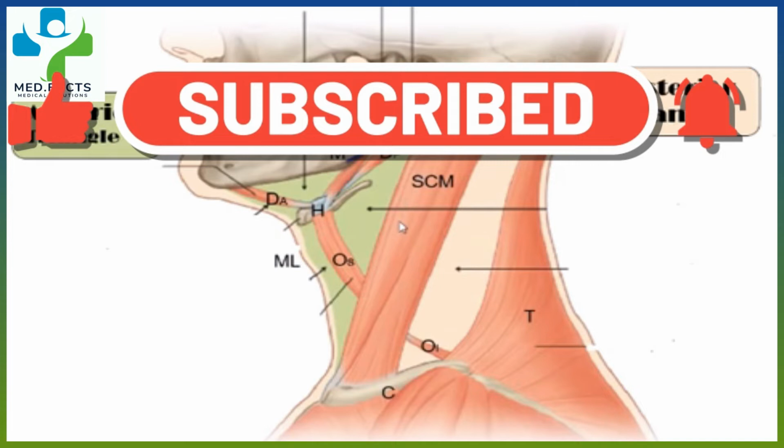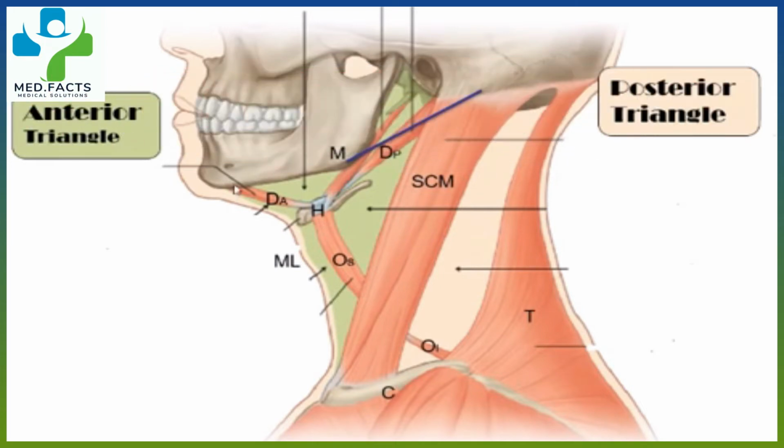So the sternocleidomastoid is posterior, and superiorly the base is formed by the base of the mandible itself as well as the imaginary line drawn from the angle of the mandible up to the mastoid process. So these are the three boundaries. In the front we have the midline structures, behind we have the sternocleidomastoid, and above the mandible and the imaginary line. So these are the boundaries of the anterior triangle.